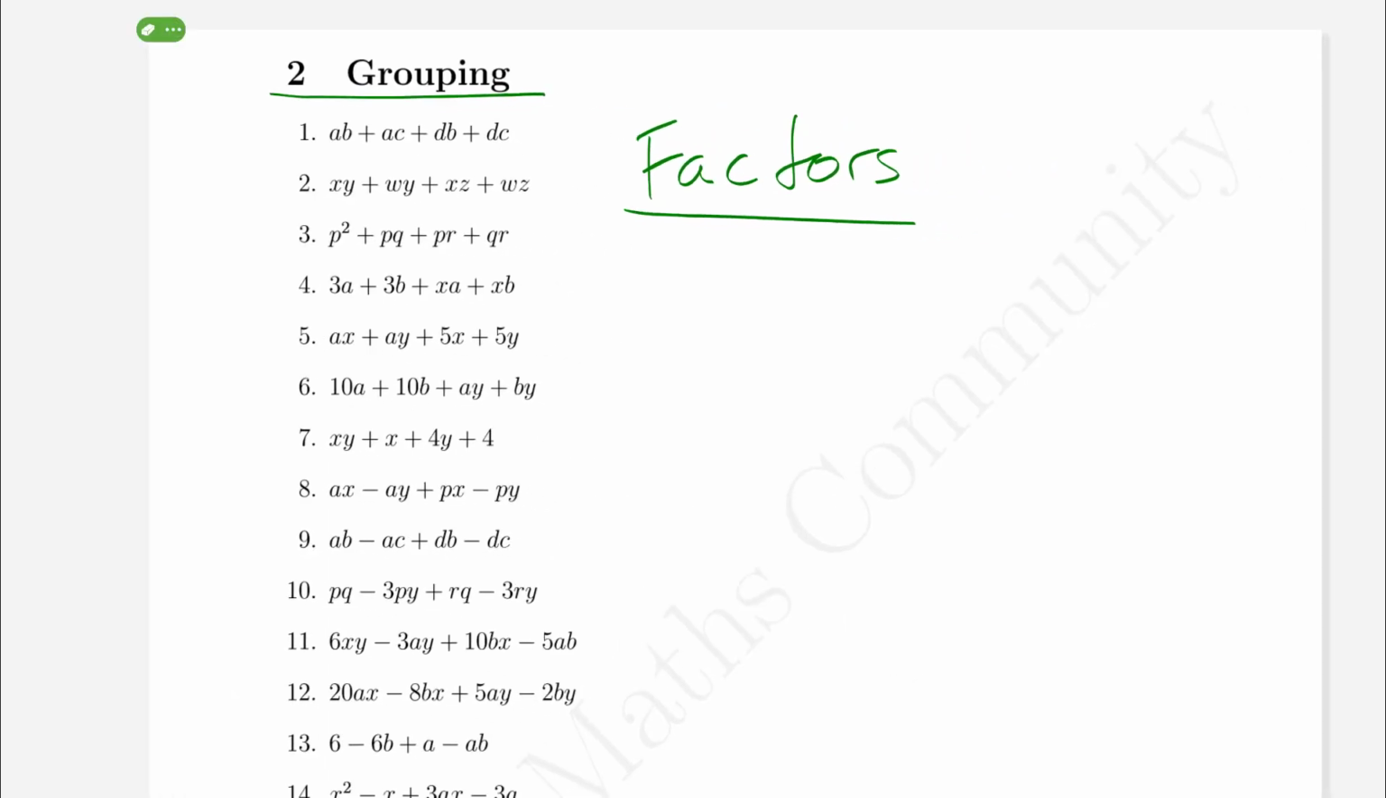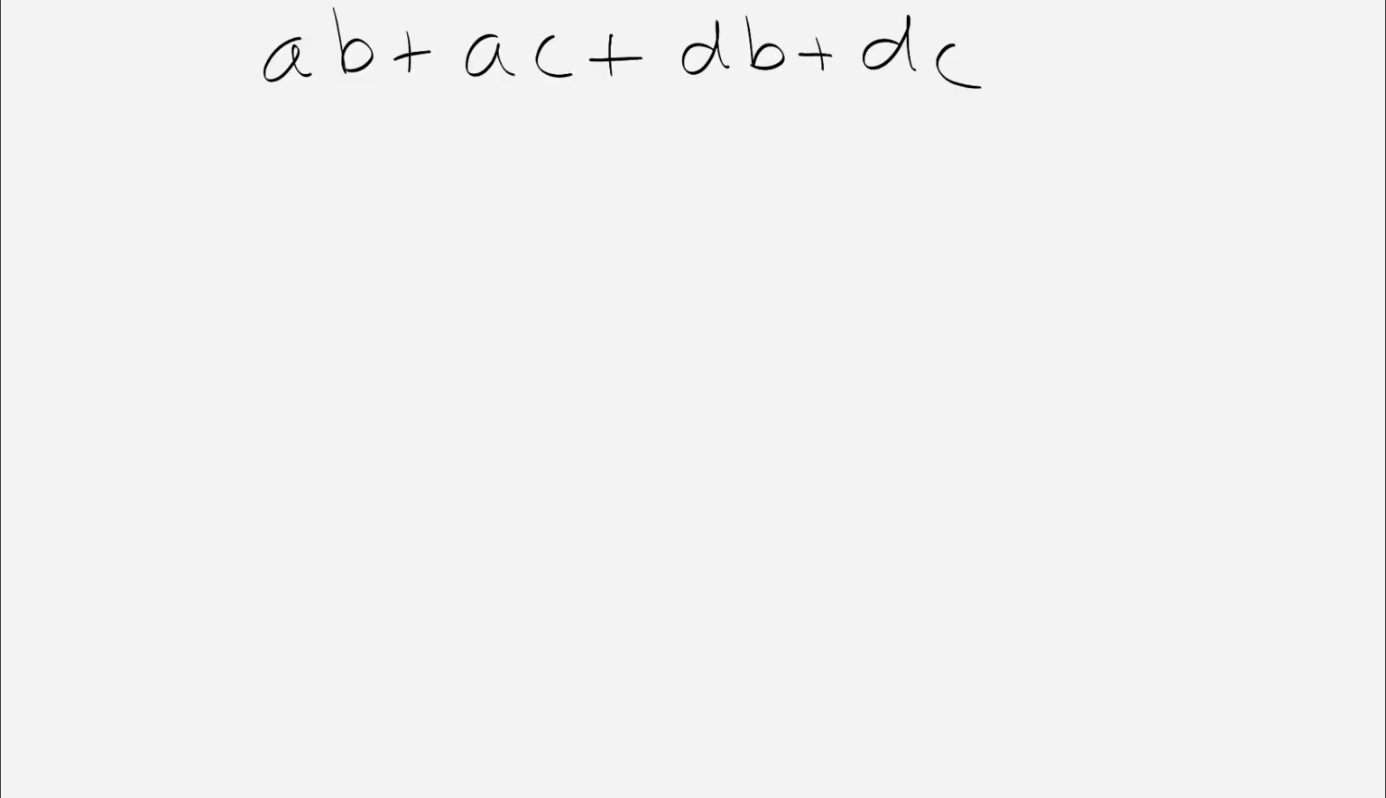So the best way to show you this is through an example. I'll just do the first question here for you. AB plus AC plus DB plus DC. The first thing you always look for when you're factorizing is a highest common factor. Is there a highest common factor? We examine this expression and ask, is there something that's common to all four terms?